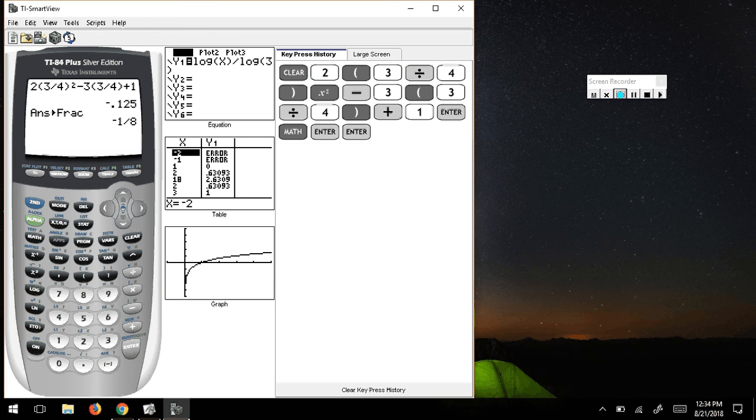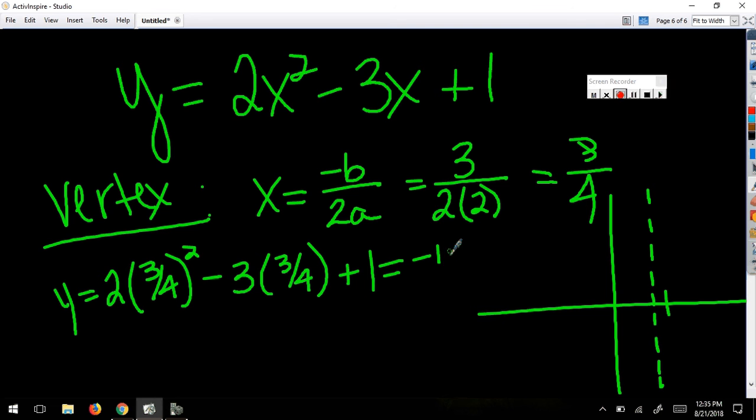Math is the button under the alpha buttons, and the very first option there is fraction, which converts whatever I have back into a fraction. So you don't have to go through all the common denominators as you add and subtract. All right, so I've got negative 1/8 when I plug that in.